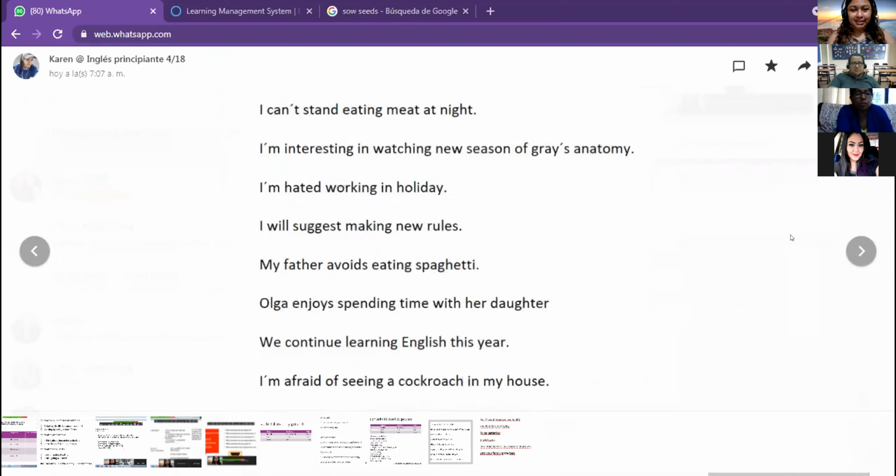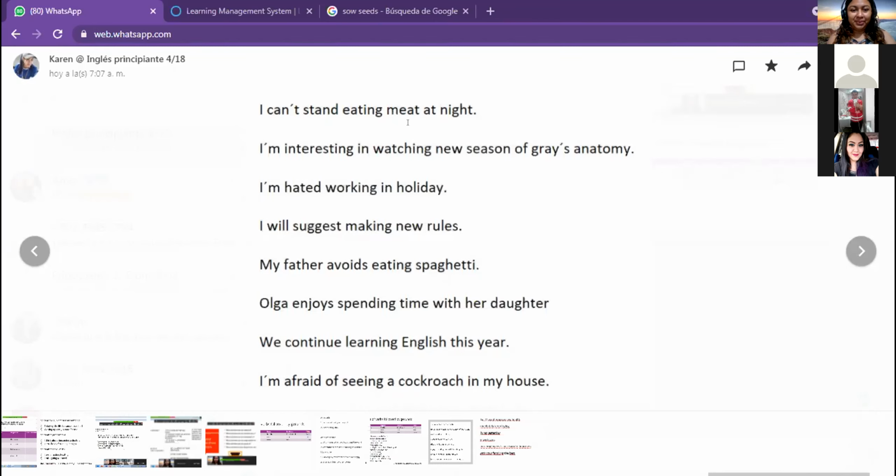I can't stand eating meat at night. I'm interested in watching new season of Grey's Anatomy. I hate working in holiday. Karen? Okay. I will suggest making new rules. My father avoids eating spaghetti. Olga enjoys spending time with her daughter. We continue learning English this year and afraid of seeing a crocodile in my house.